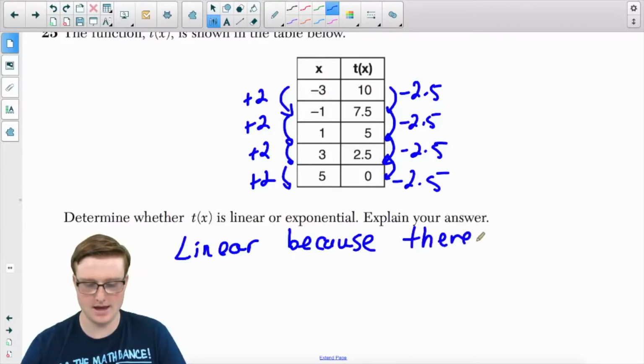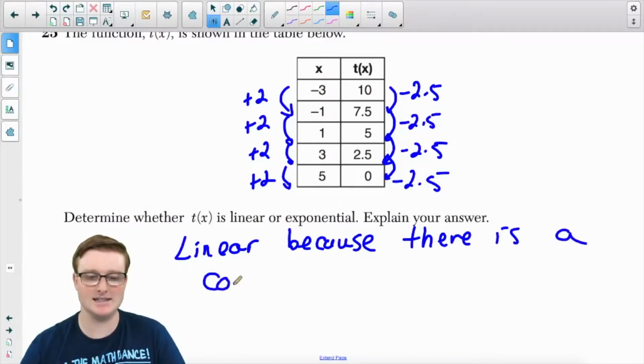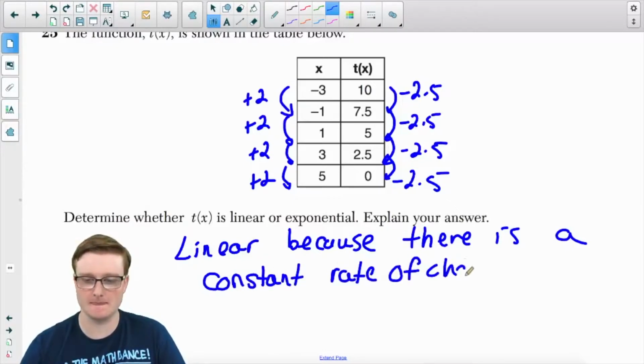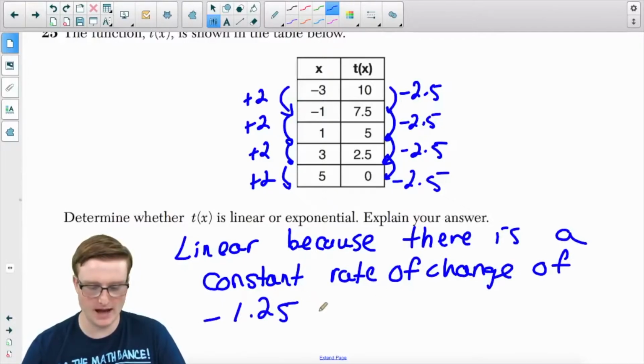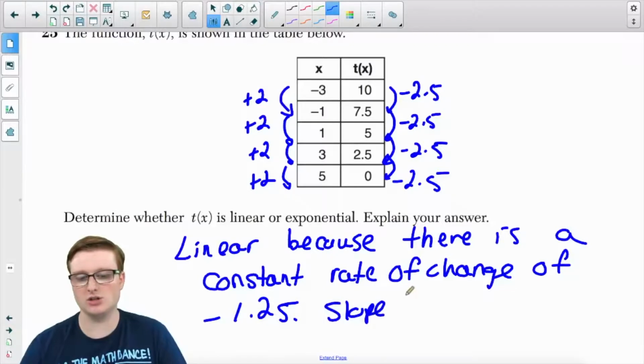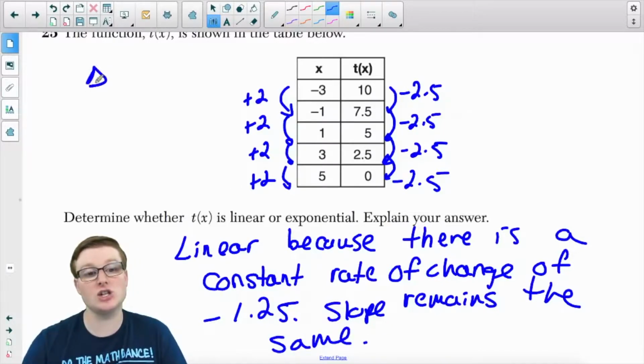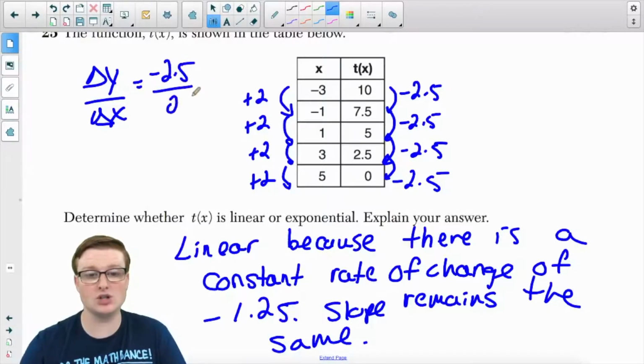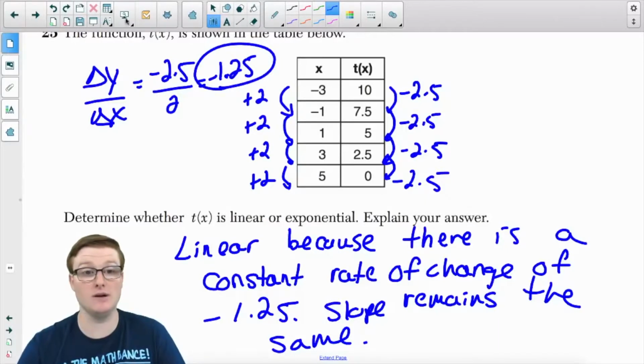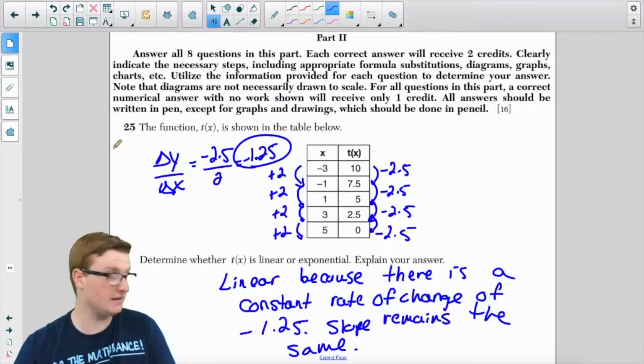because there is a constant rate of change of negative 1.25, so the slope remains the same. Now, how did I get that negative 1.25? That's just your change in y over your change in x. So that's just going to be negative 2.5 over 2, which is equal to negative 1.25, and that is the slope of this function. All right, that's number 25.